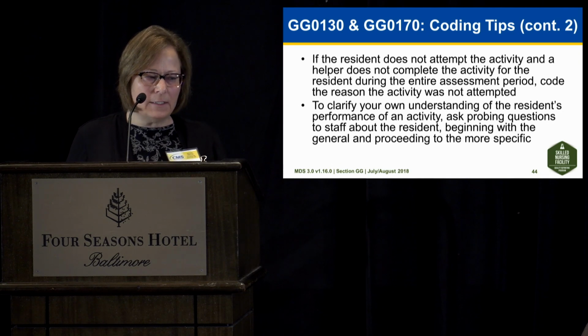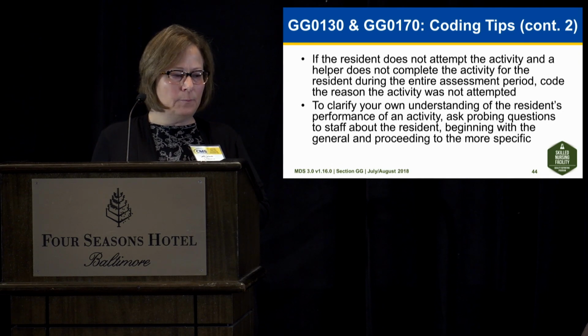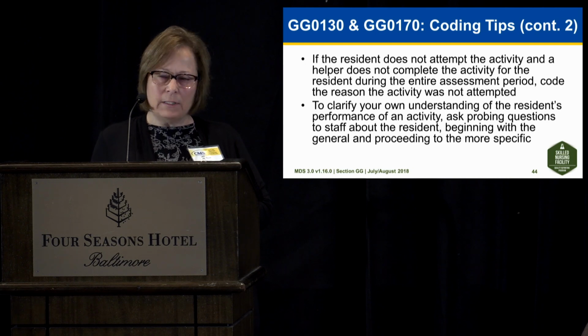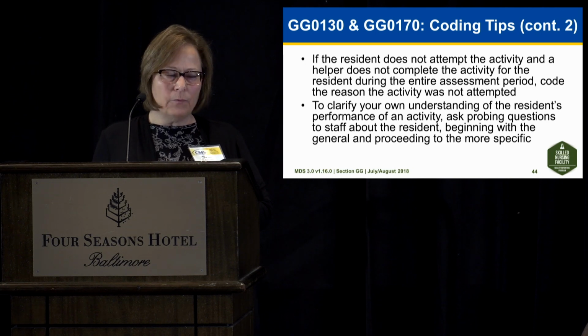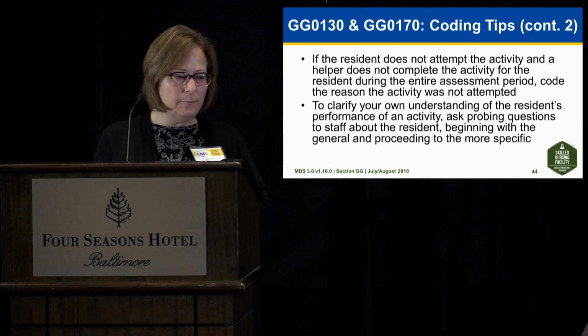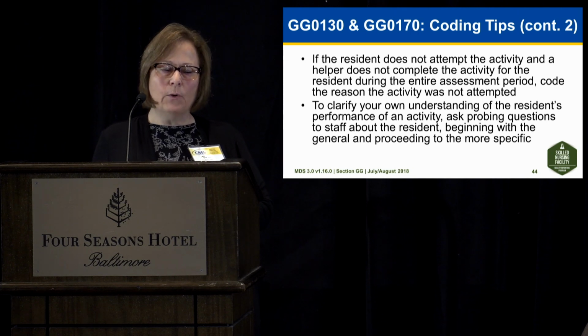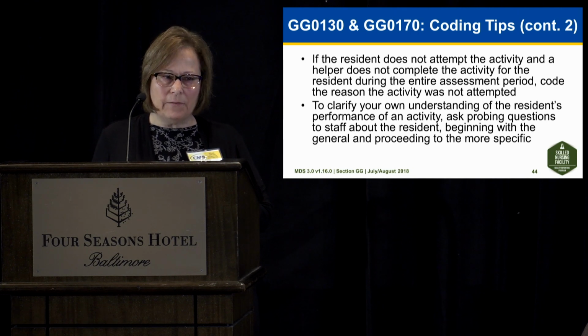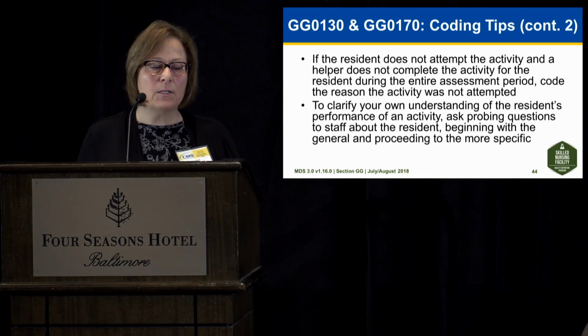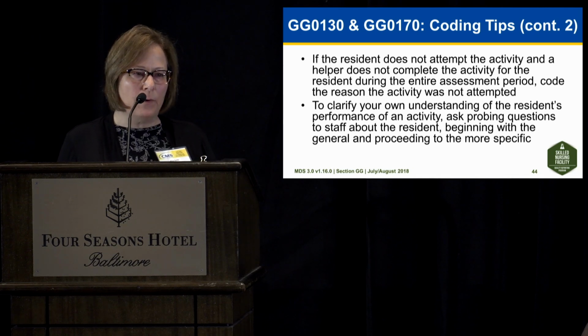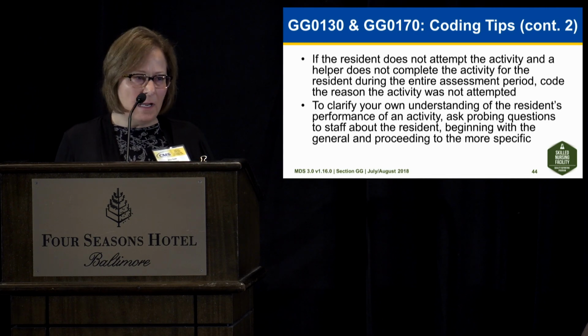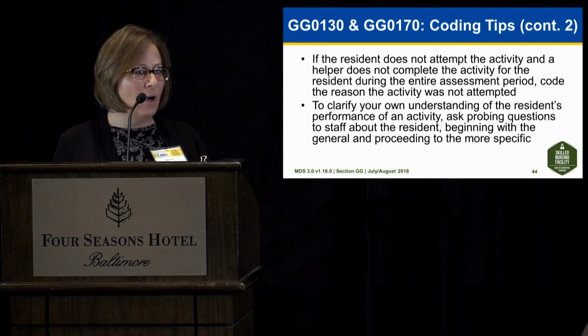If the resident doesn't attempt the activity and a helper does not complete the activity for the resident during the entire assessment period, code the reason the activity was not attempted. And to clarify your own understanding of the resident's performance of an activity, you may need to ask probing questions of staff about the resident, beginning with the general and proceeding to more specific. And there are some examples of probing questions in the RAI manual.